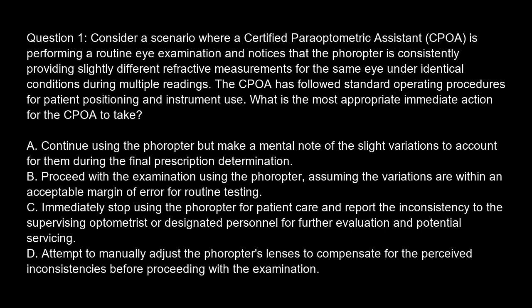Option A. Continue using the phoropter, but make a mental note of the slight variations to account for them during the final prescription determination. Option B. Proceed with the examination using the phoropter, assuming the variations are within an acceptable margin of error for routine testing. Option C. Immediately stop using the phoropter for patient care and report the inconsistency to the supervising optometrist or designated personnel for further evaluation and potential servicing. Option D. Attempt to manually adjust the phoropter's lenses to compensate for the perceived inconsistencies before proceeding with the examination.